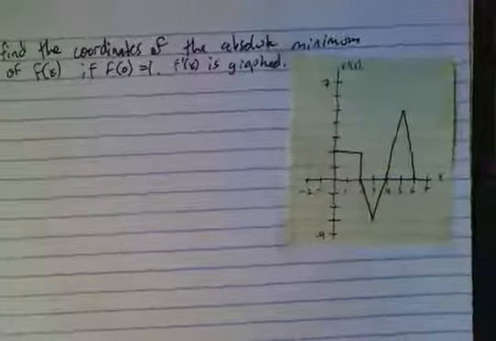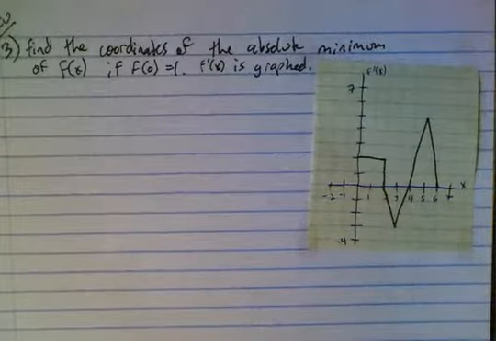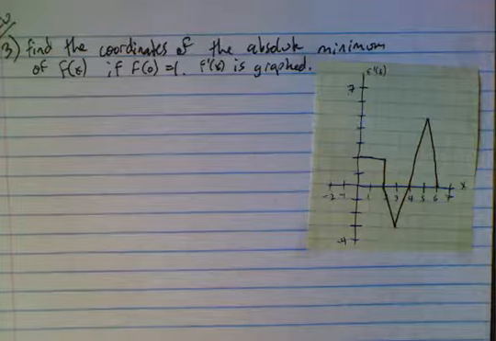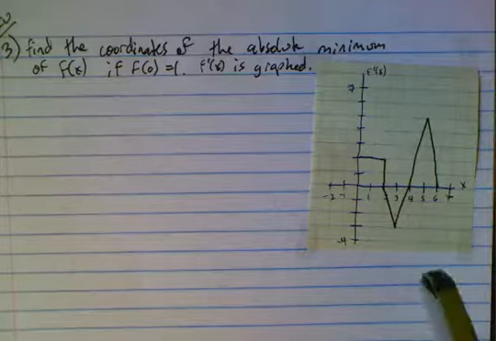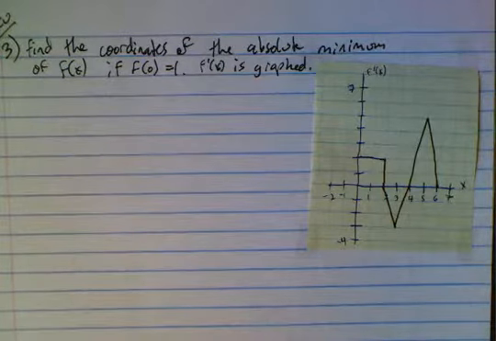Our final problem is a check for understanding, so please copy this down, solve it on your own, and then restart the video when you're ready. It says to find the coordinates of the absolute minimum of f of x if f of 0 equals 1. F prime of x is graphed right here. Pause the video now.